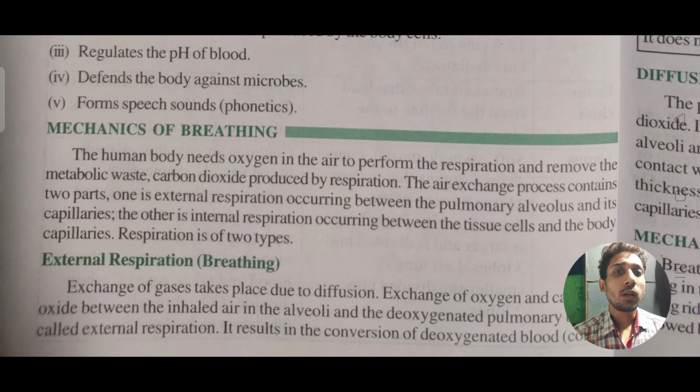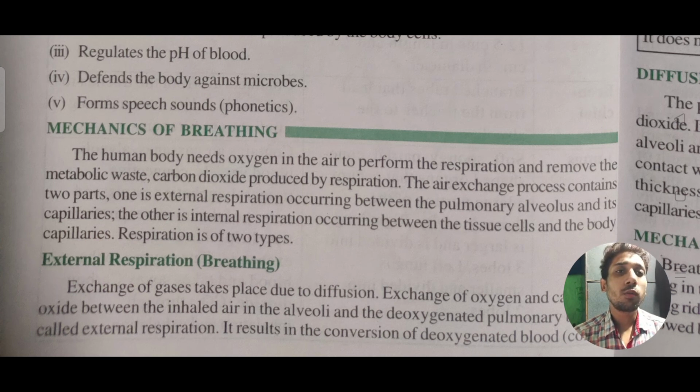Here we start with the fact that the human body needs oxygen in the air to perform respiration and to remove the metabolic waste carbon dioxide produced by respiration. The air exchange process contains two parts. One is external respiration, occurring between the pulmonary alveoli and its capillaries, and the other is internal respiration, occurring between the tissue cells and the blood capillaries. So what does it mean? There are two types of breathing occurring: the first one is external and the next one is internal.